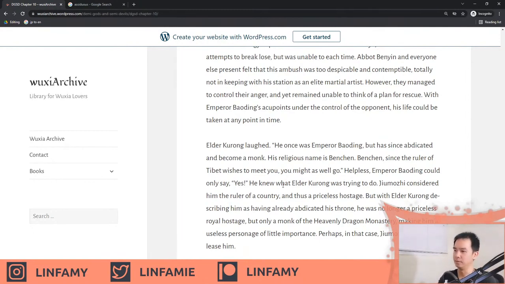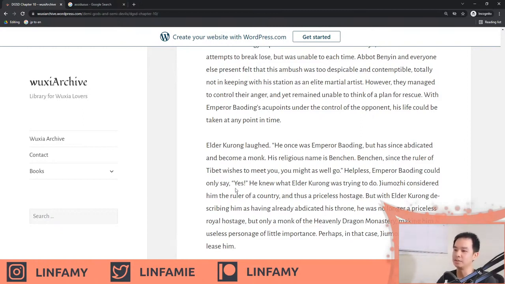He once was Emperor Baoding, but has since abdicated and become a monk. His religious name is Bun Chun. Bun Chun, since the ruler of Tibet wishes to meet you, you might as well go. Oh yeah, true. He's no longer emperor.